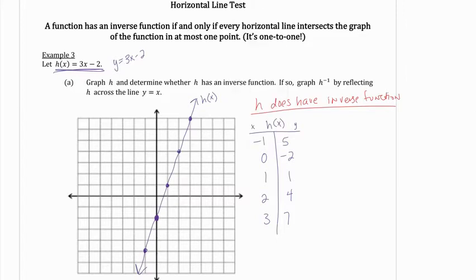So for my h inverse of x, I'm going to make my x and y chart, and I'm just going to take all those ordered pairs and switch them. So this is going to become 5, negative 1, negative 2, 0. 1, 1 is going to stay 1, 1, 4, 2, and 7, 3. And I'm going to plot those points on my graph to make my inverse function. So 5, negative 1, negative 2, 0.